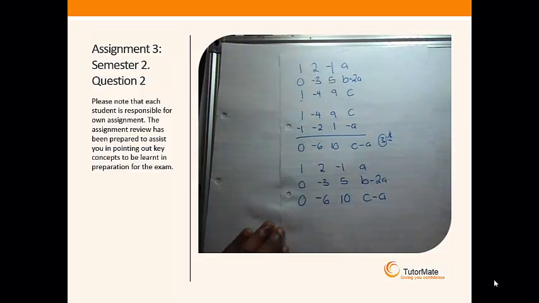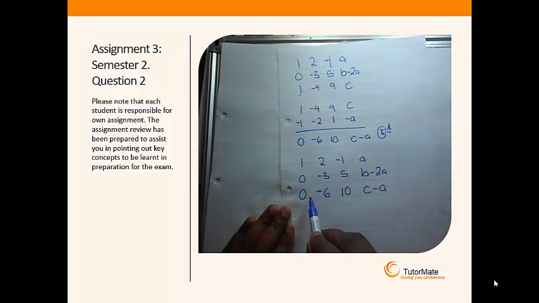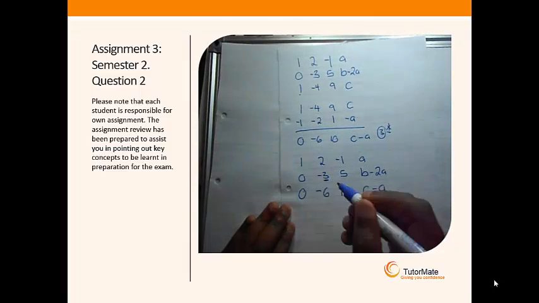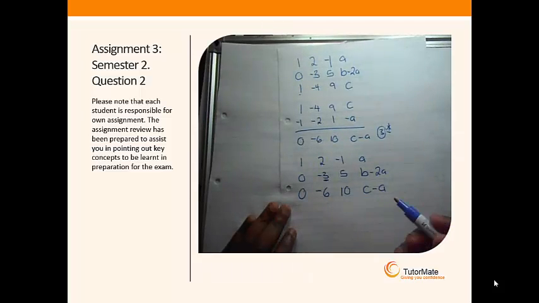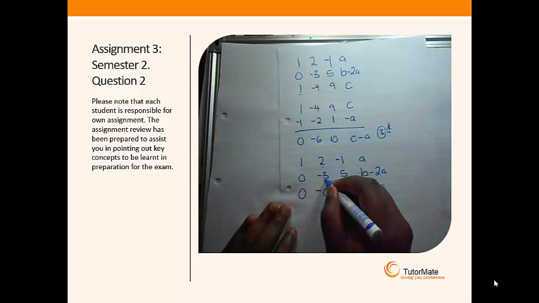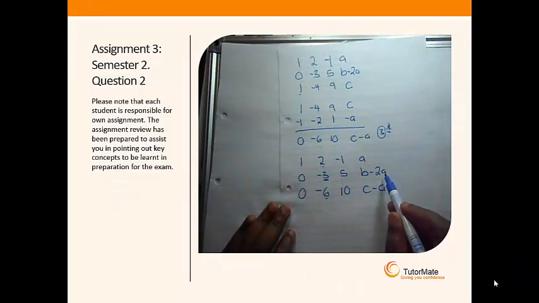So now, you want to focus your attention. You want to turn this into a 1, this into a 1, and this into a 0. You want to turn this into zeros, and this into a 1. So to turn this into a 1, you divide row 2 by minus 3.